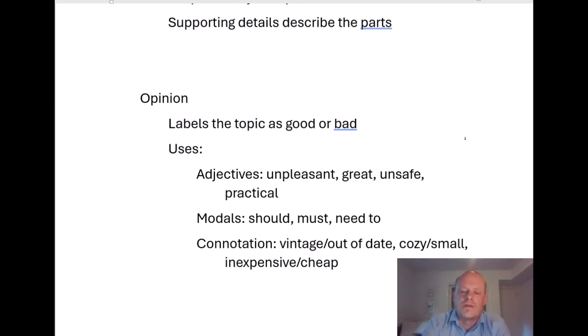And here are some examples. We have vintage and out of date. Basically, they mean the same thing, that the topic is old. But when we use vintage, a lot of times we're describing things like clothing, maybe, and something that is vintage is good.